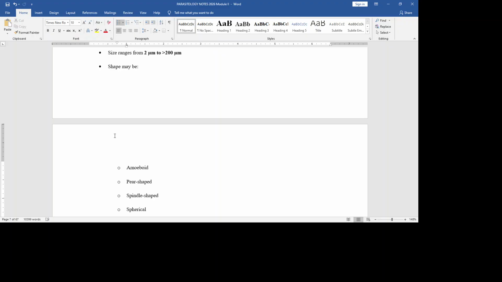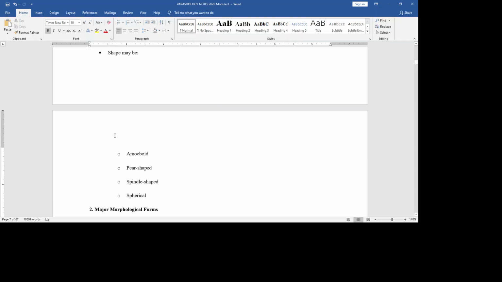From the diagrams you have seen above, we can see some are pear-shaped, like the Giardia and the Trichomonas. Some, like the Trypanosoma, are leaf-like or spindle-shaped, while the cyst forms, especially the cysts, are spherical or oval in shape.